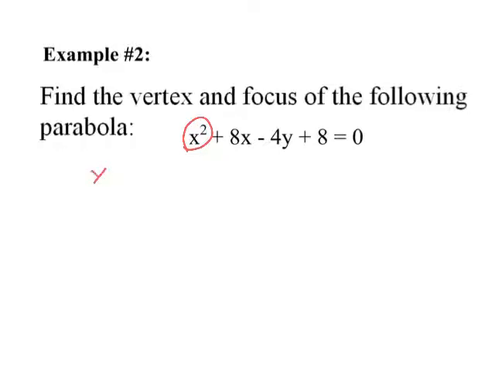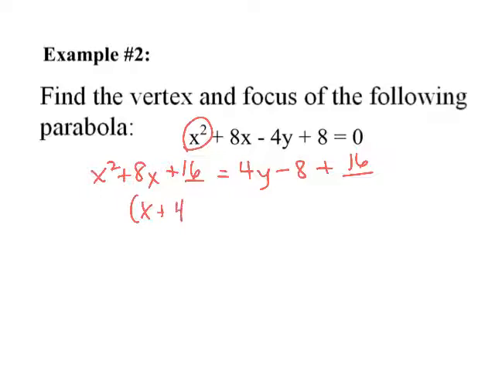I'm going to group my x terms on this side of the equation, and I'm going to move the other two terms, the 4y and the 8, to the other side. And we have to complete the square on the quadratic term. So 8 divided by 2 is 4, and that 4 squared is 16, so I'm adding 16 to both sides. And now I go ahead and factor it and end up with this. And here we have 4y plus 8.